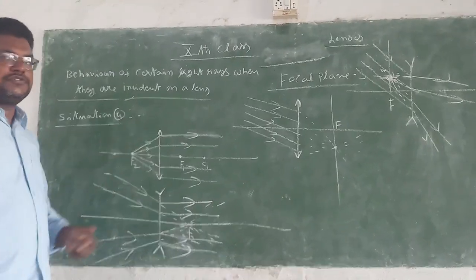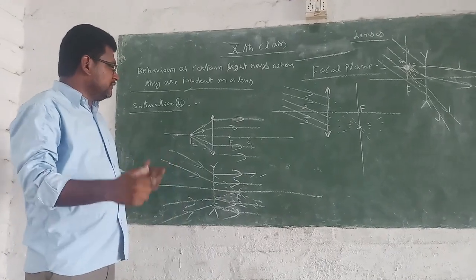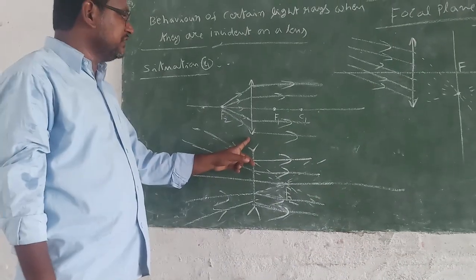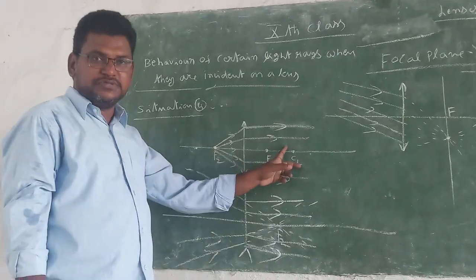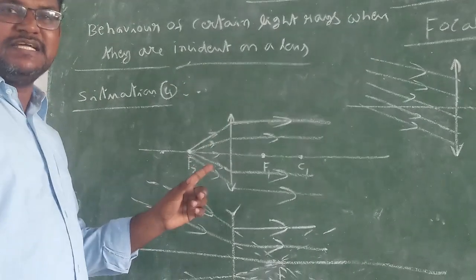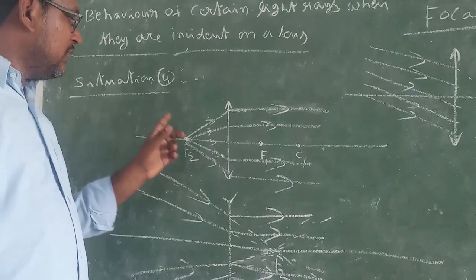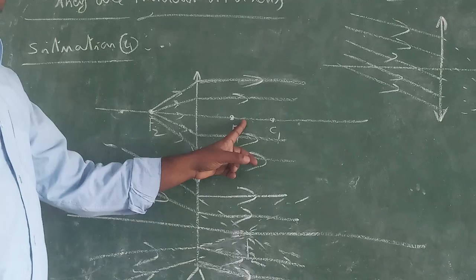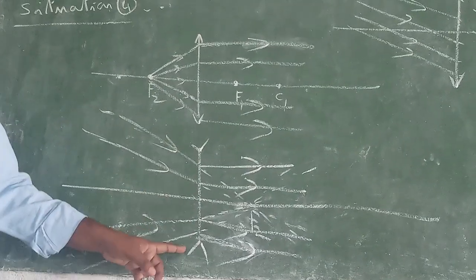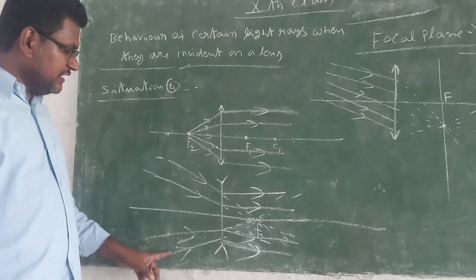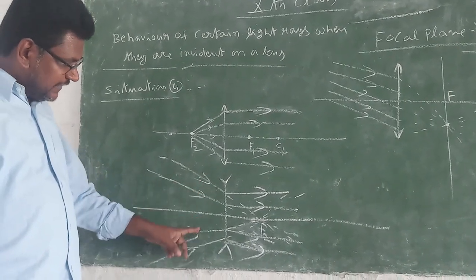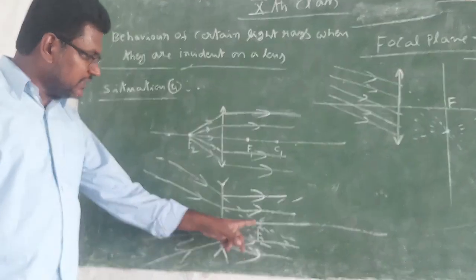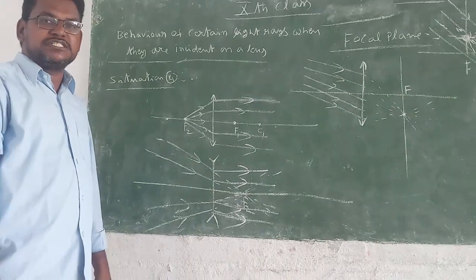Now next is situation 4. When the light rays are incident as coming from a focus, after refraction the refracted light rays are parallel to each other. That means if a light ray incident on a convex lens passes through the focus, after refraction the refracted light ray is parallel to the principal axis. Even in the case of a concave lens, if the incident light rays are converging at the focus, after refraction the refracted light rays are parallel to the principal axis.